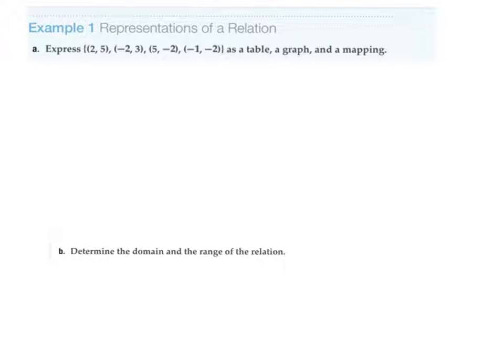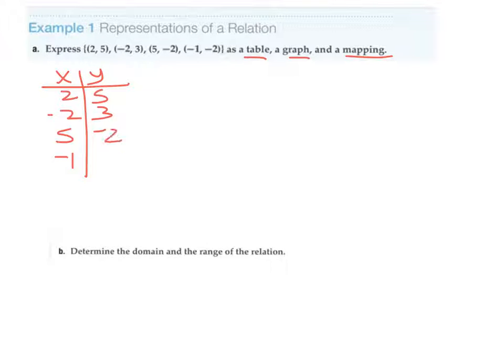So if we were to take this set of ordered pairs, we want to represent them as a table, a graph, and a map. For the table, we would put the x values in line, and then across from them, put their y values. And then for a graph, we would plot those points.